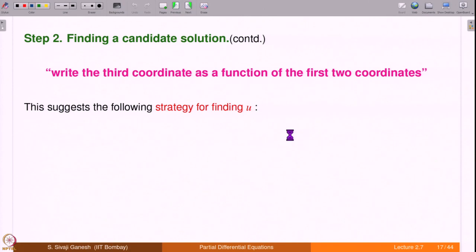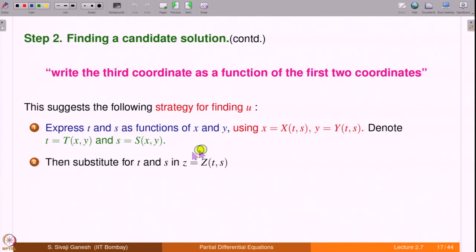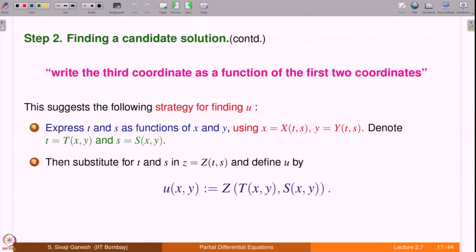So, the strategy for finding u is this. Express t and s as functions of x and y. We have x and y given in terms of t and s. Now, suppose I write t and s in terms of x and y. Go ahead and imagine this is the formula we write, t equal to capital T(x,y) and s equal to capital S(x,y). Now, we go and substitute in this relation z equal to z(t,s) and define a function this way, z at t equal to T(x,y), s equal to S(x,y). So, we got some function of x, y, call it u(x,y).